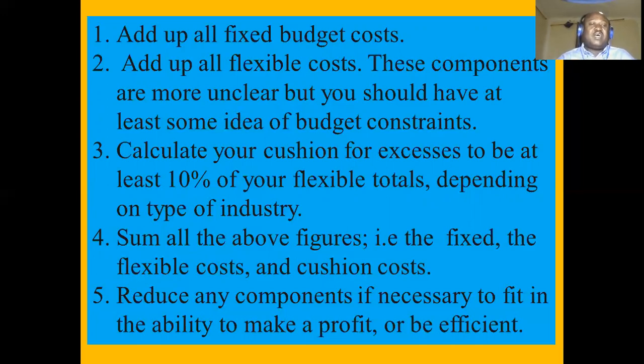Number 4, total or sum all the above figures, meaning fixed budget, flexible, then the contingency of 10%, add them together, okay? That's to say, we shall get a total figure. Then from that figure, number 5, we deduct or reduce any components if necessary to fit the ability to make a profit or for the organization to be efficient.